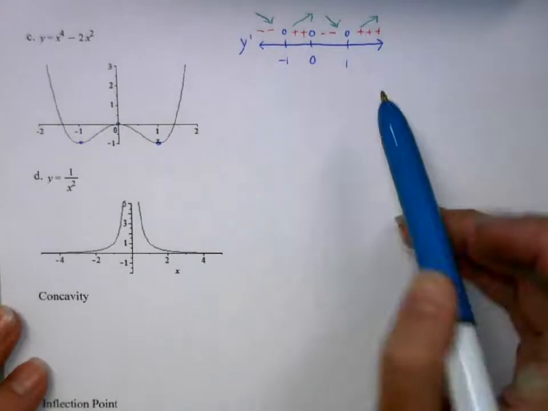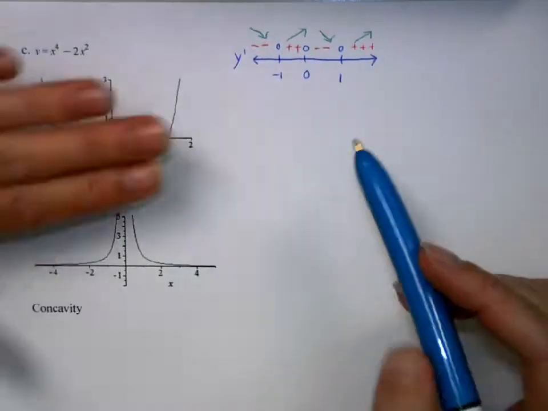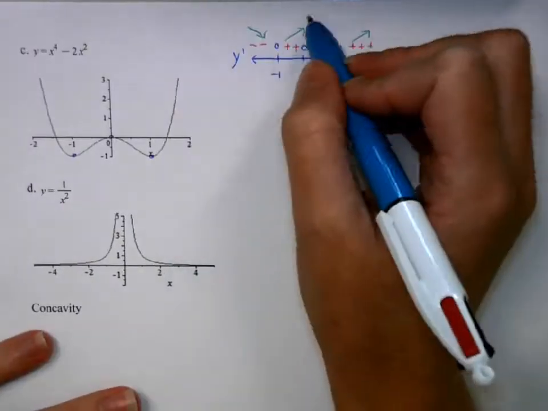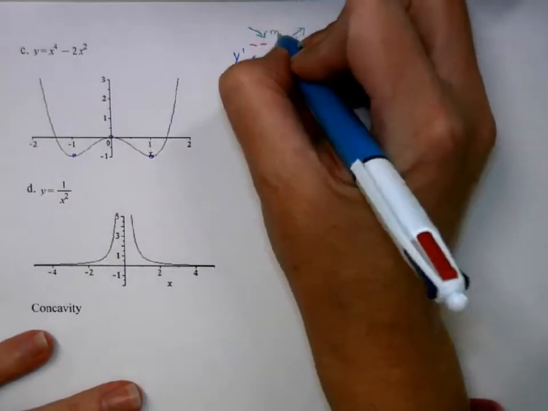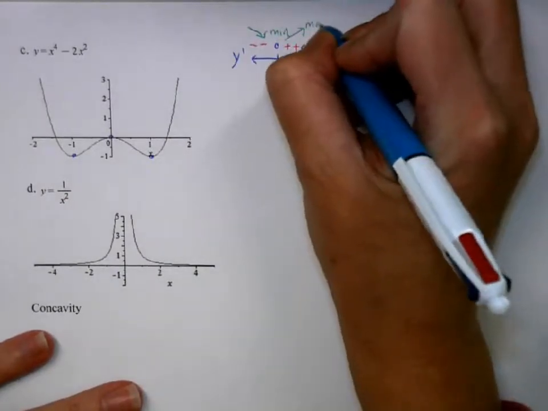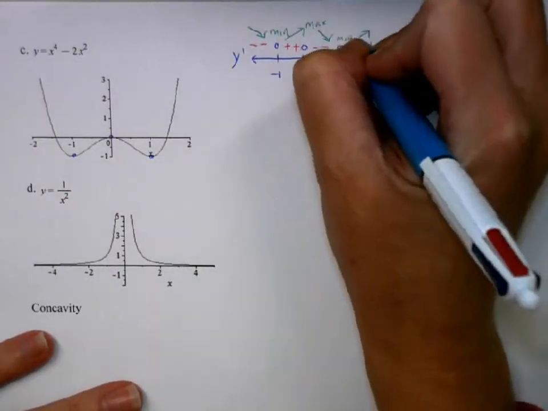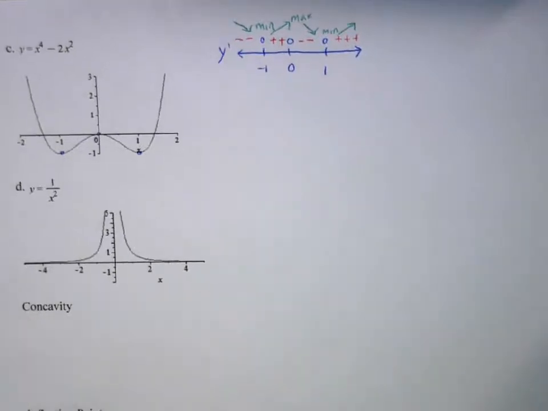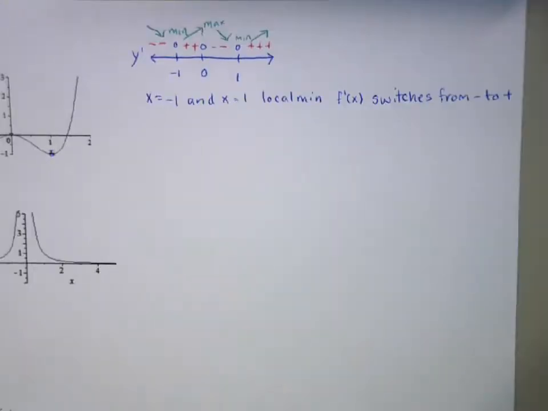Okay, so if I had this information here without the graph, I can tell it's decreasing, increasing, decreasing, increasing, which means I have a minimum here, a maximum here, and a minimum here. So then I could say x equals -1 and x equals 1 are local mins because f prime switches from negative to positive. x equals 0 is a local max because f prime switches from positive to negative at 0.